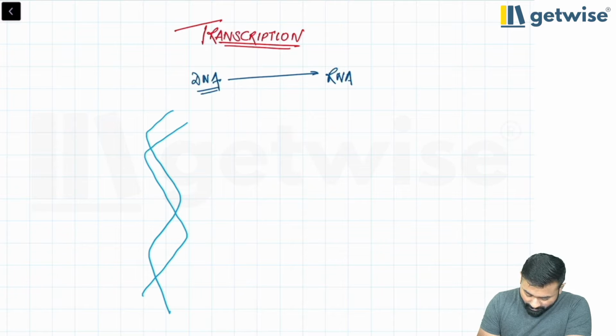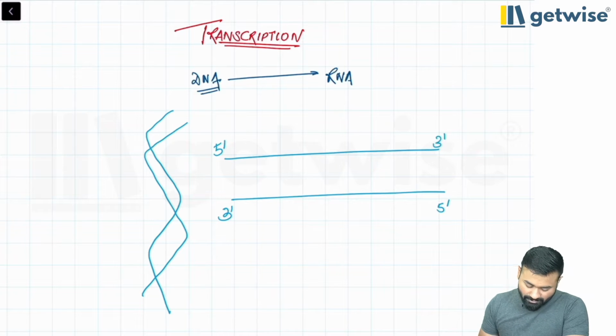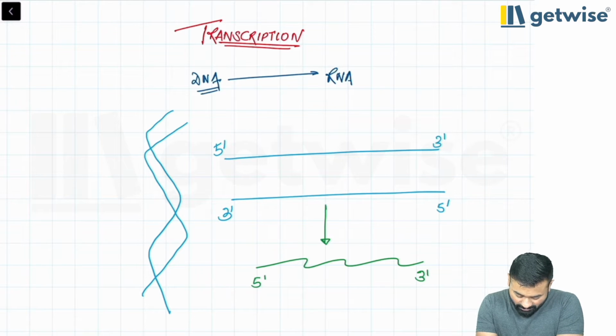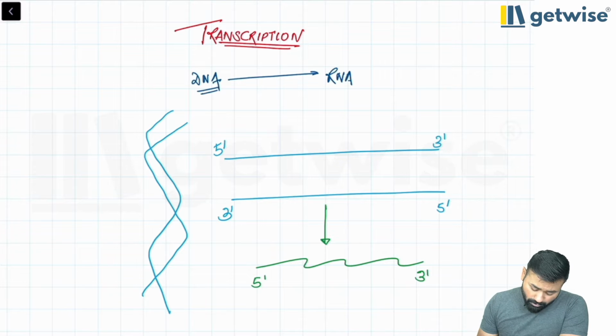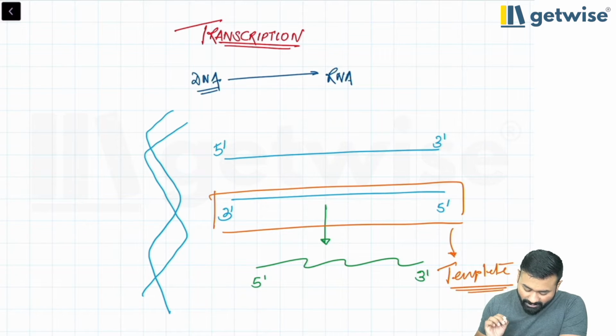If we draw it in a schematic diagram of two parallel strands, this is the 5' to 3' strand and this is the 3' to 5' strand. Suppose there is formation of an RNA, and the RNA is always formed in the 5' to 3' direction. So the strand that is complementary to this RNA is called the template strand. It is called the template strand because it acts as a template to form the RNA.